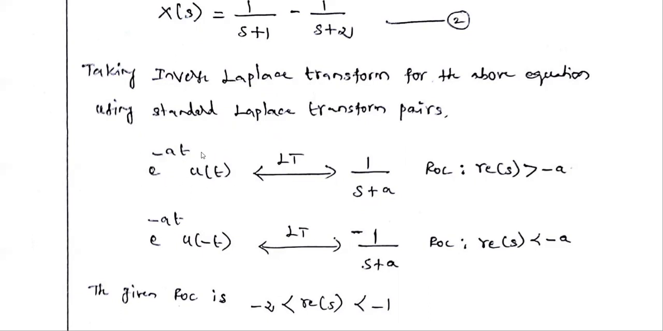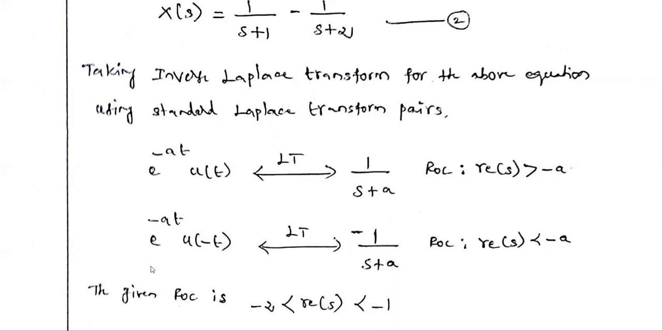Okay, and you know that e power minus at u of t, any signal multiplied with u of t means, you know, it is a causal signal. So for a causal signal, you know that the ROC is a right-sided region. So what is the ROC of this function e power minus at u of t? That is the real of s greater than minus a. That is, 1 divided by s plus a means the ROC is calculated as the real of s value greater than minus a, where this total function should be finite and positive. Okay, so the real of s is greater than minus a.